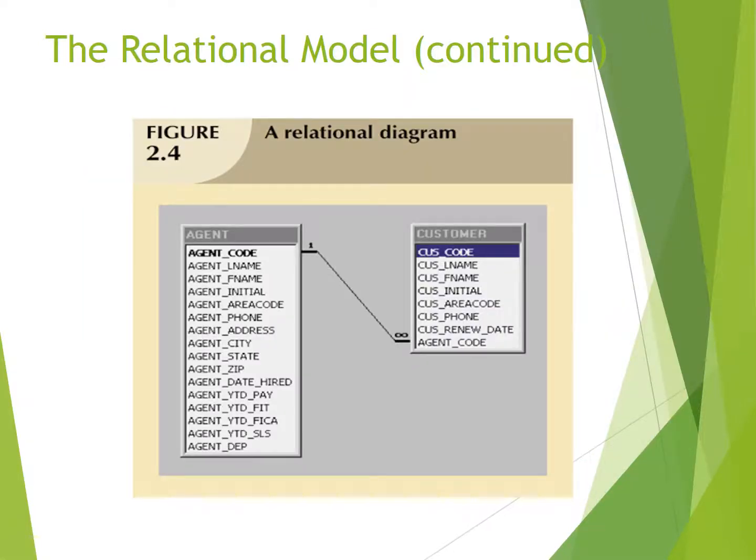Here's another example. This is more of a graphical depiction, if you will, of an agent code, the attributes that define an agent, and then the attributes that define a customer, and the linkage is the agent code. The one-to-many says one agent may have many, many customers, and that's what that diagram means.